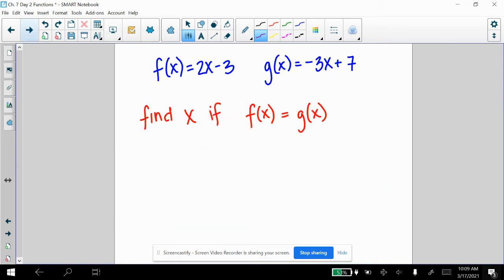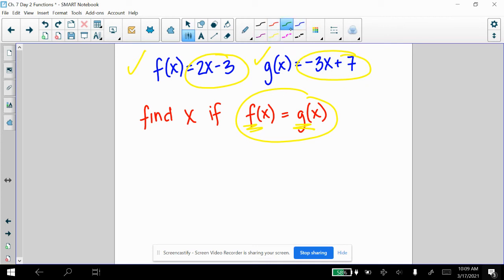Okay, the last thing in terms of equations and solving like this is what if we say find x if f of x equals g of x? So now our equation here has f of x and g of x, so we're actually going to use both of these functions. And because here they've been set equal to each other, I'm going to do the same thing. I'm going to take my 2x minus 3 and my negative 3x plus 7 and set them equal.